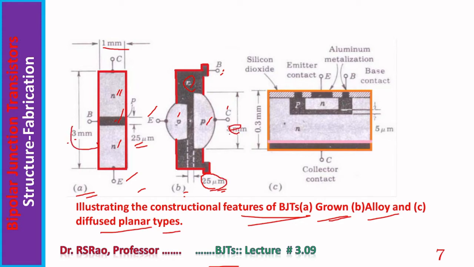Here also 3 mm, here also 3 mm. Last one, C, diffused planar type. This is all P type. So emitter terminal is shown here, collector terminal is shown here, base is shown here, aluminum metallization, silicon dioxide. Dimensions are 0.3 mm, 5 micrometers. So these diagrams give us an indication regarding the actual dimensions of transistors and their inner parts.